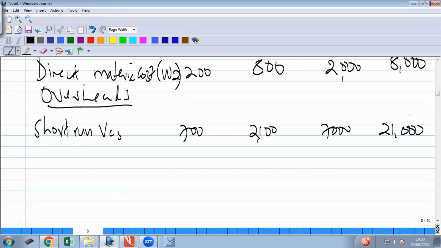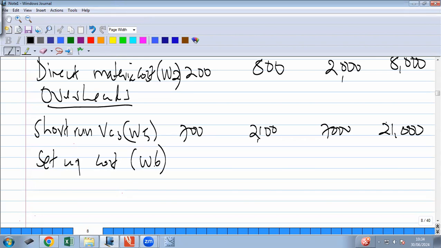Okay, let's go to the other cost as well. You can go to setup costs. This is our working number 5, and this is setup costs. We can take this as working number 6.